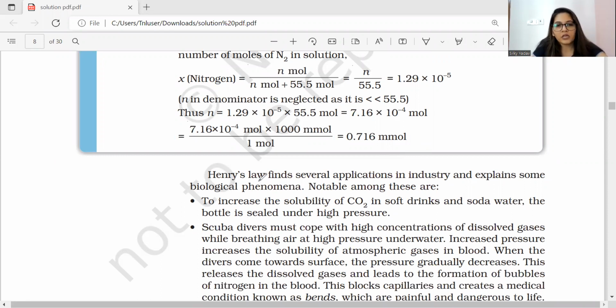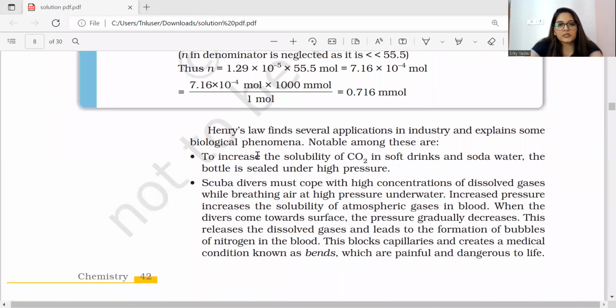Now see, Henry's law finds several applications in industries and explains some biological phenomena also. Some of the very notable industrial and biological phenomena are these, which we are now going to discuss. The first one is to increase the solubility of carbon dioxide gas in soft drinks and soda water. The bottle is sealed under high pressure.